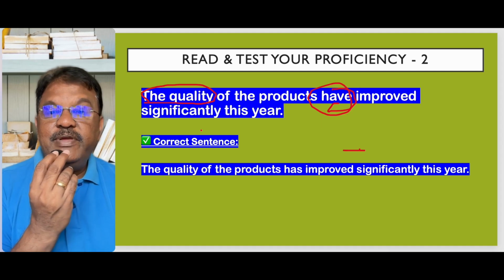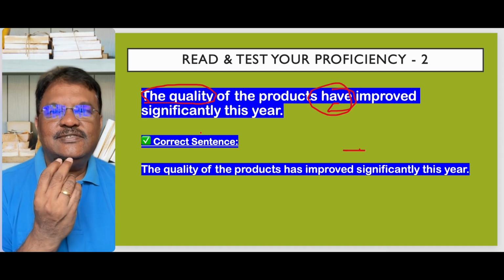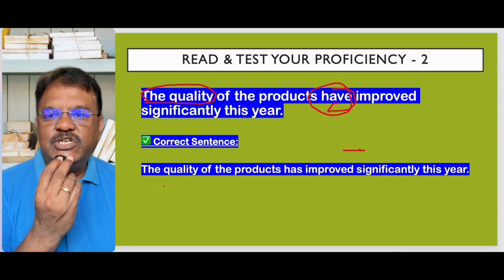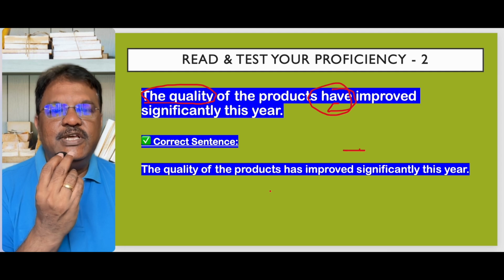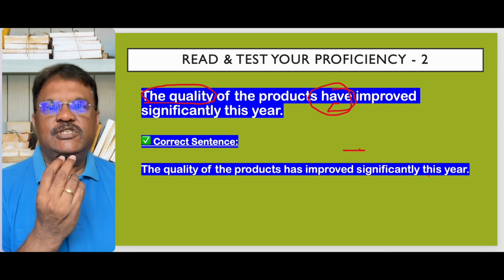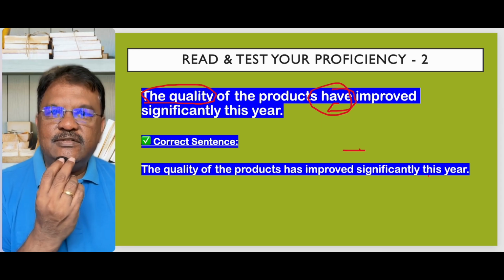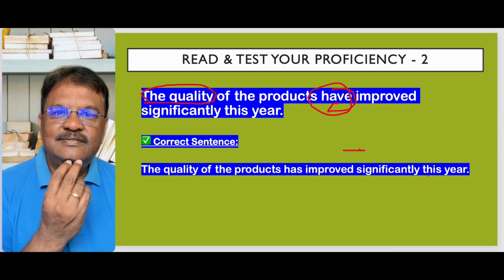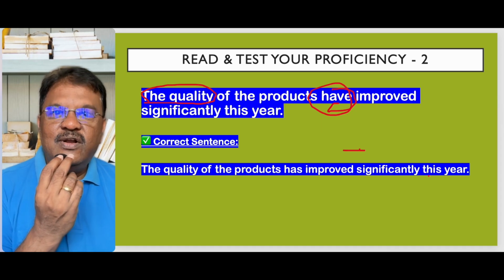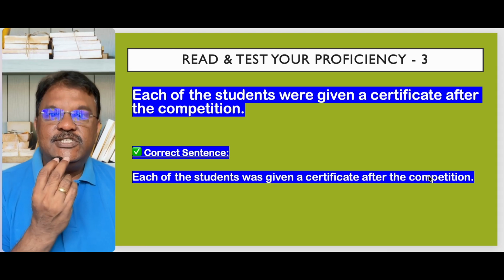So what should have been the right verb here? Has. Look at the right sentence down. The quality of the products has improved significantly this year. This is the right way of writing. Are you able to understand this? Did you test your proficiency? Were you all right? Good. Now let's move to our third sentence.